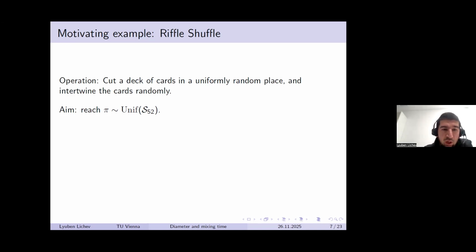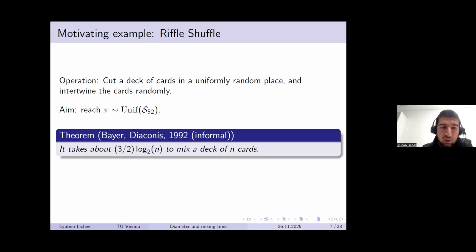So the stationary distribution towards which we will be aiming is the uniform distribution on all possible permutations on these 52 cards. And Bayer and Diaconis in 92 proved that actually if we have a deck of n cards more generally, then the mixing time for this dynamics here is roughly 3/2 times the binary logarithm of n, which for us means that, okay, if we actually do this riffle shuffle operation 7 times for a typical deck of cards, then we can be sure that we are relatively well mixed, so sufficiently well mixed for all practical purposes.